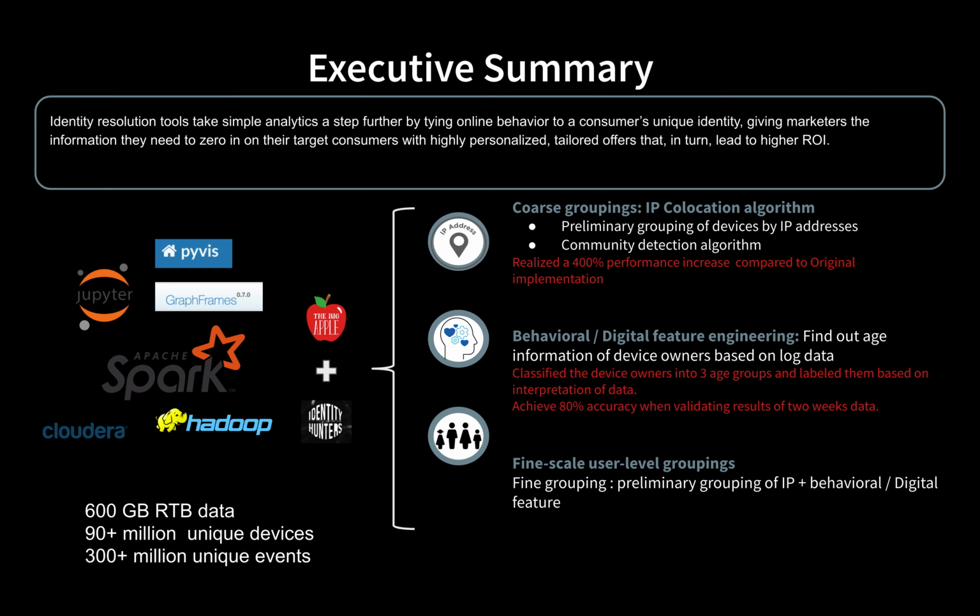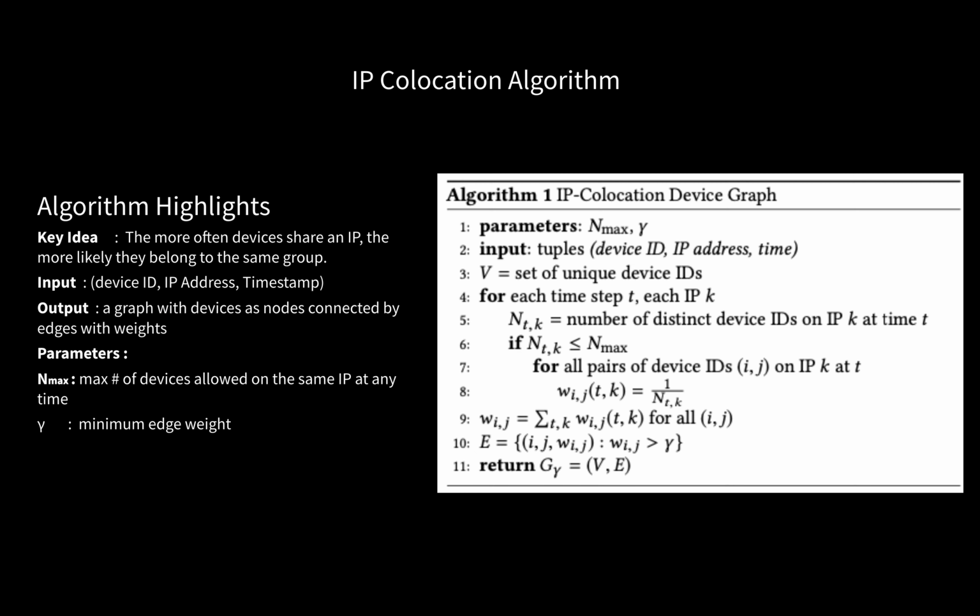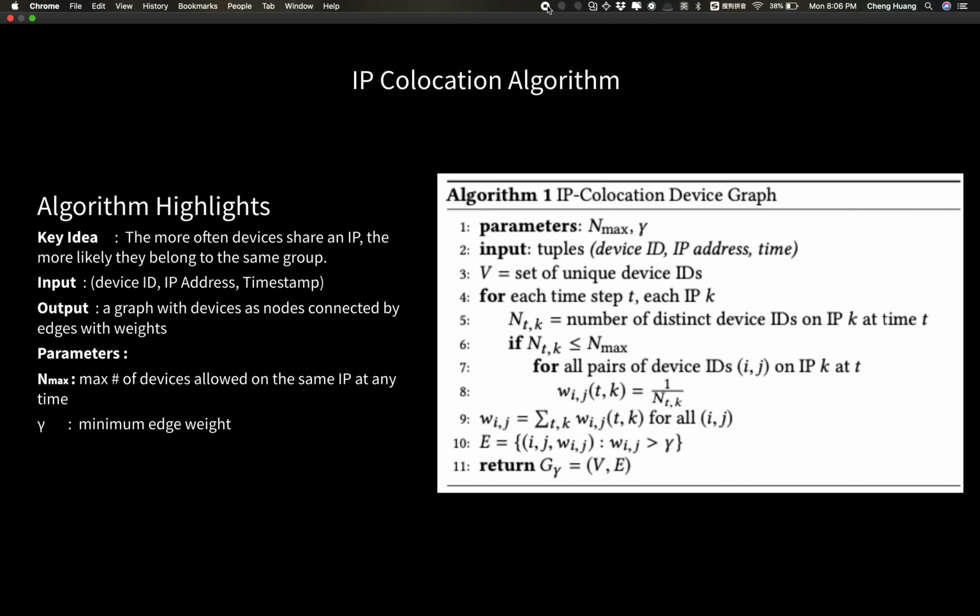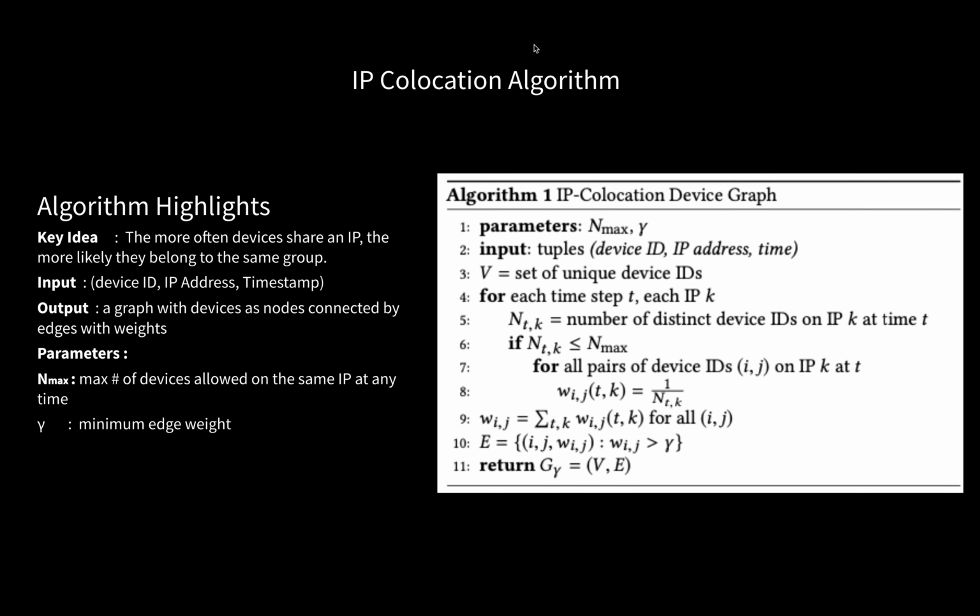Moving on to the IP collocation algorithm. The IP collocation algorithm is the first step in our solution, and it aims to create a preliminary grouping of devices by the IP address. The key idea is that if two devices appear more often on the same IP, it's more likely they belong to the same group.